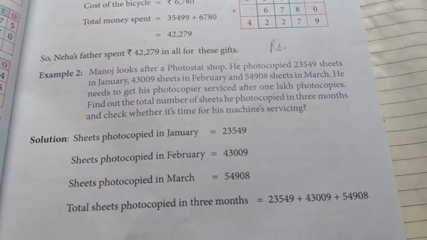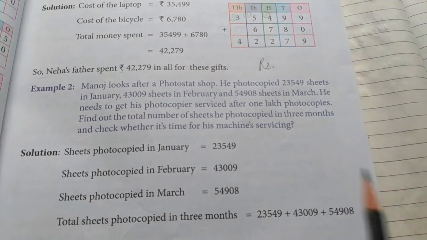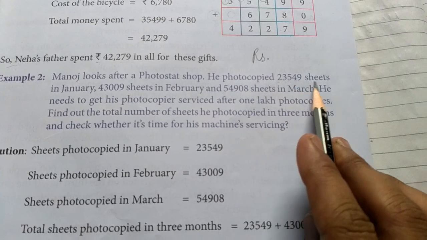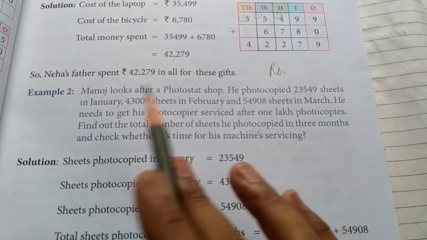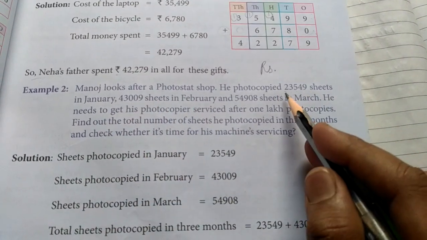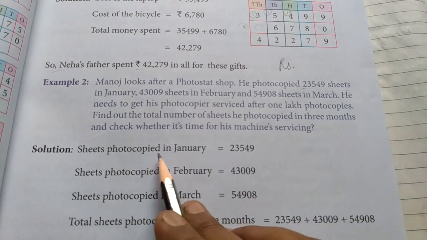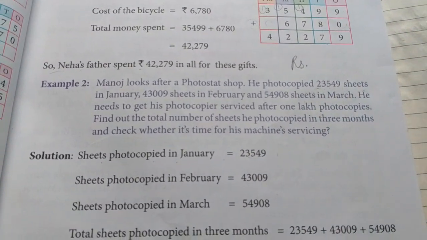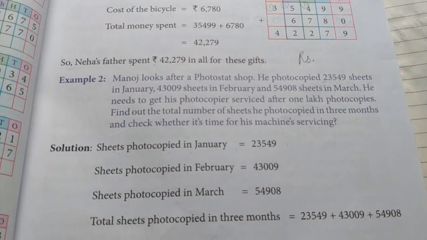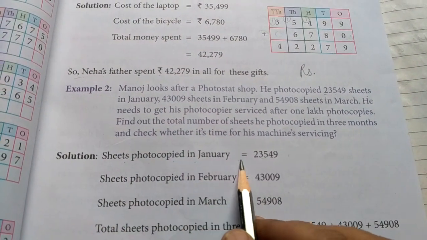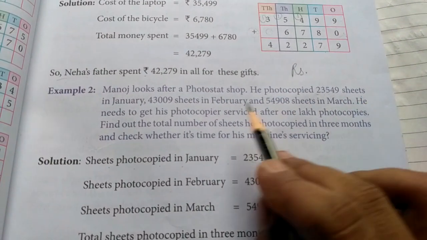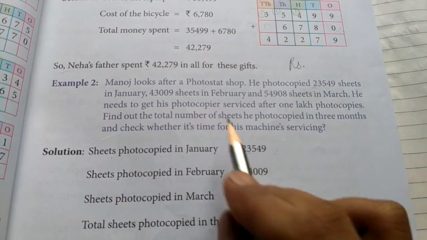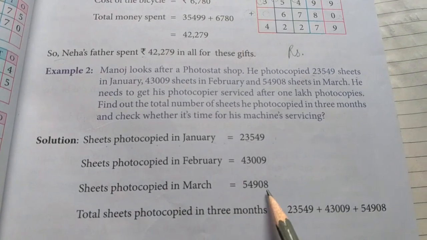Yes, this is quite a big question. So every statement we need to understand. Manoj is having a photostat shop. He has photocopied 23,549 sheets in January. That means in the starting of the year, in January, he copied this many sheets. Whatever is given in the word problem, you have to write in that format only. So it is given that sheets photocopied in January, this much. Sheets photocopied in February, this much. And sheets photocopied in March, this much.